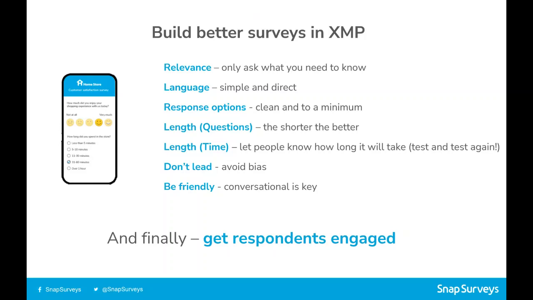If you're going to put a time, it's always good to put a time on there so that they know how long they're going to invest in the survey. And I can only say test, test, and test again when it comes to that so that you get an accurate time. Don't have leading questions to avoid bias, and be friendly, because conversational, friendly surveys tend to have more engagement. And finally, to help get respondents engaged, engaging or visual style questions are also a bonus and a benefit.